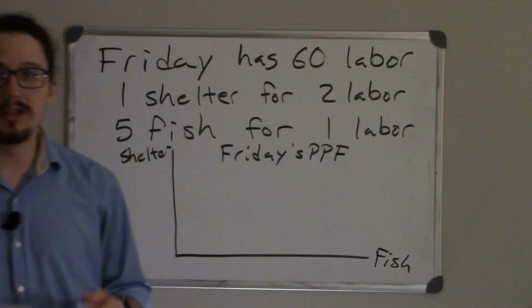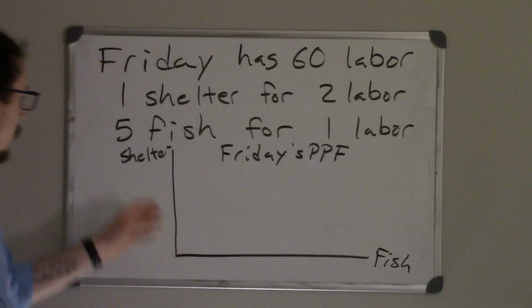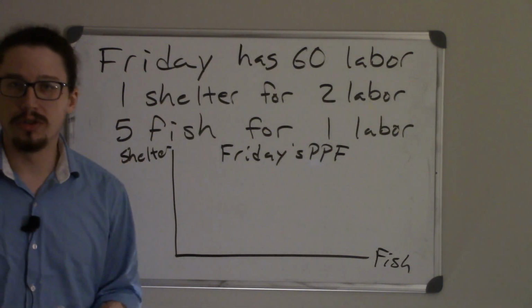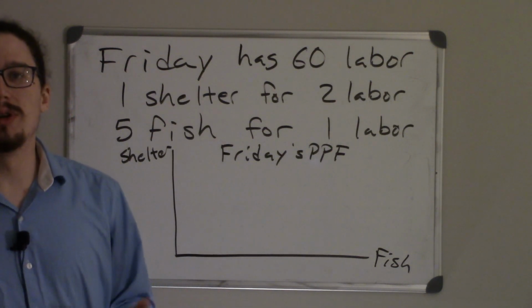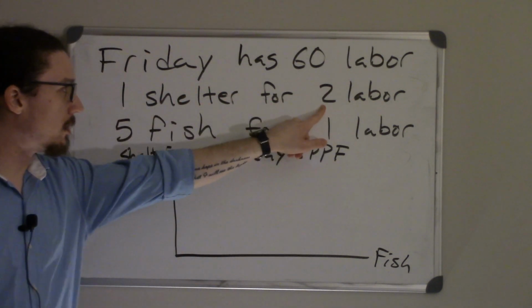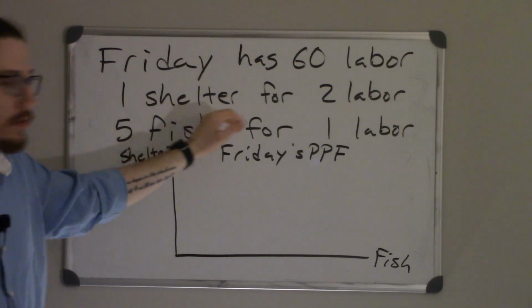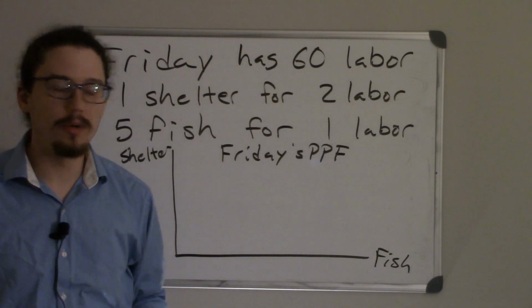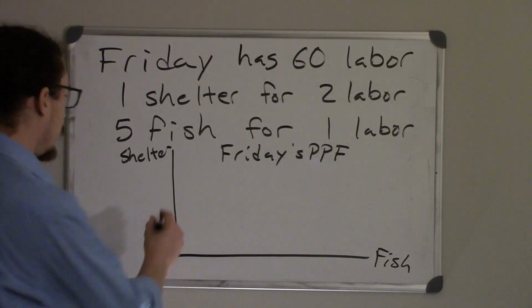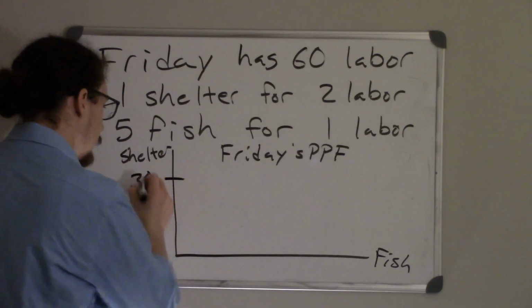And we would create this just like we did Robinson. So when we go to our shelter, we'd say, well, how much shelter could Friday produce if they produced nothing but shelter, right? Well, it takes them 2 labor for each unit of shelter, and they have 60 units of labor. So 60 divided by 2 is going to give us 30 units of shelter.